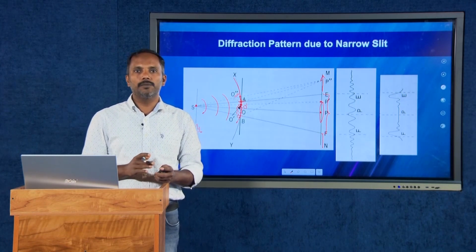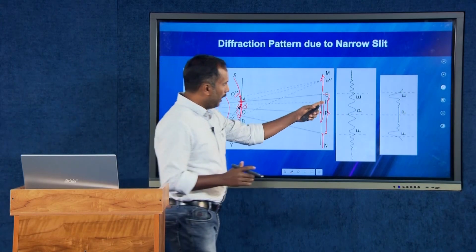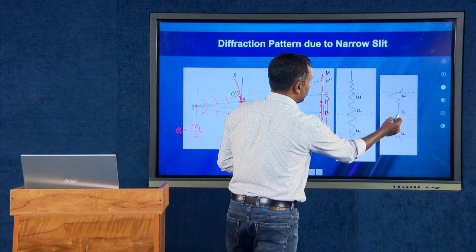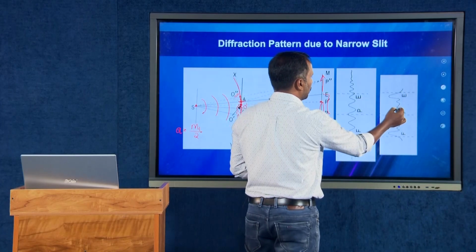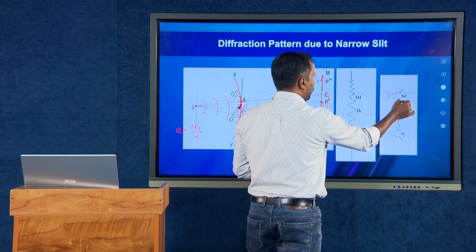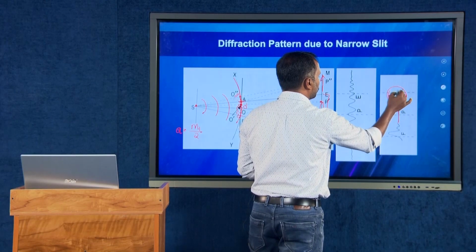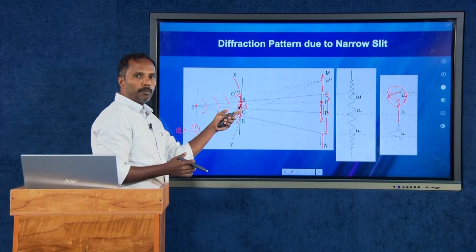The intensity distribution due to a wide aperture is shown like this. Here it is uniform illumination. Then near the slit edge, we will get maxima or minima, depending on the number of zones between these two points.